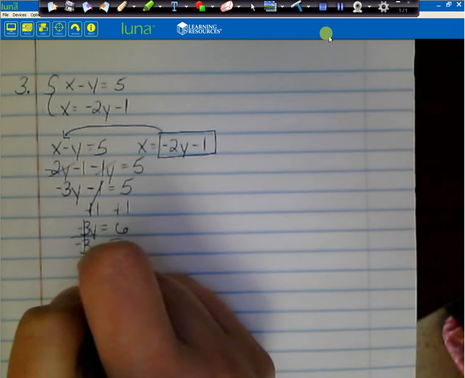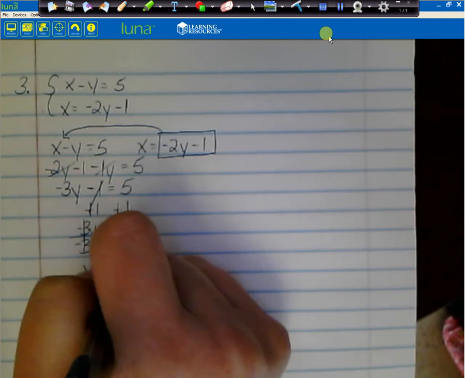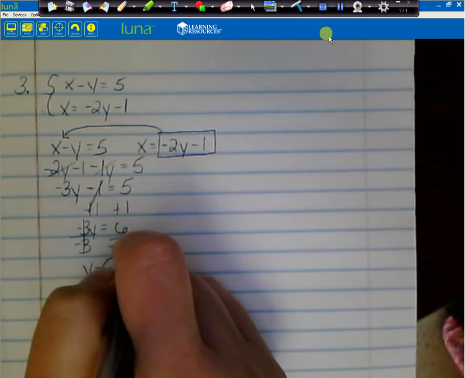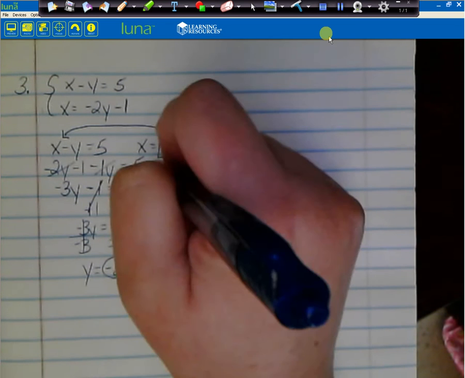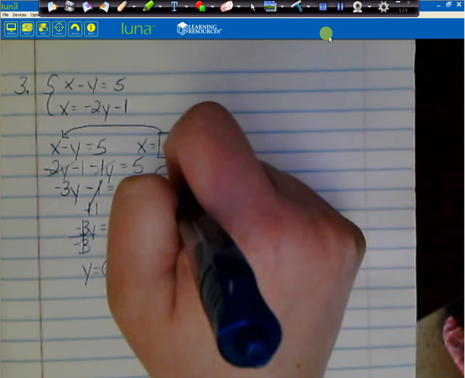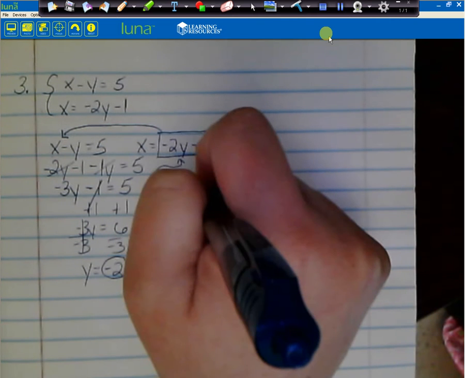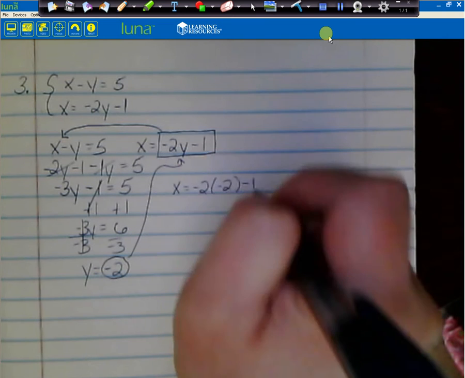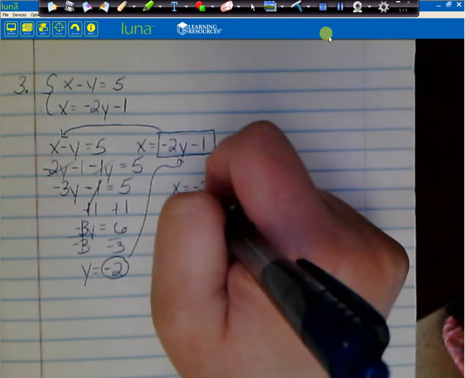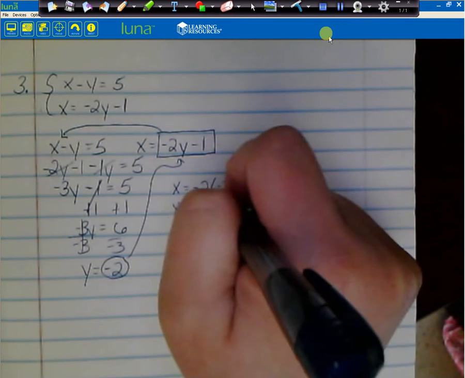And y equals negative 2. So I found my y. I can't stop there. Now I have to go back and find my x. So since y is negative 2, I'm going to go back up to this equation, and instead of y, I'm going to plug in a negative 2. So I'm going to say x equals negative 2 times negative 2 minus 1. So instead of y, I put in negative 2. Negative 2 times negative 2 is 4. 4 minus 1 is 3.